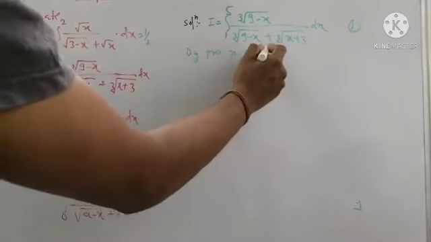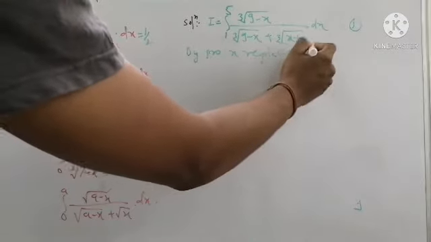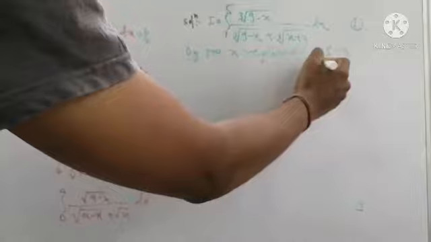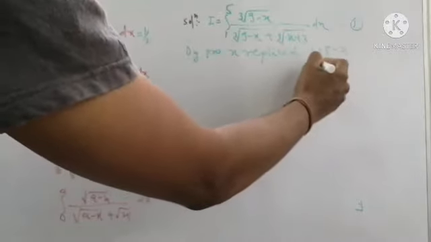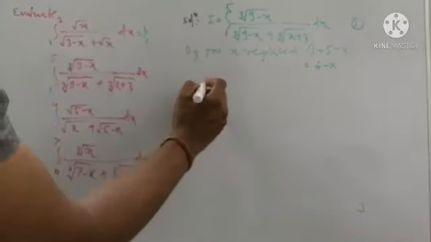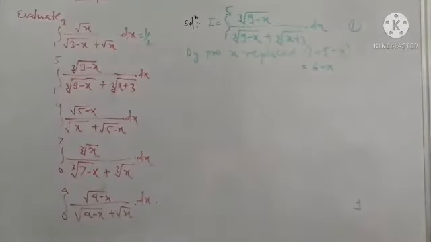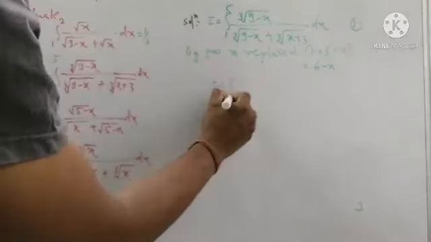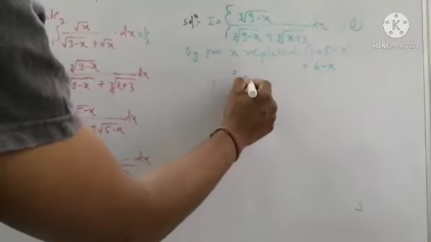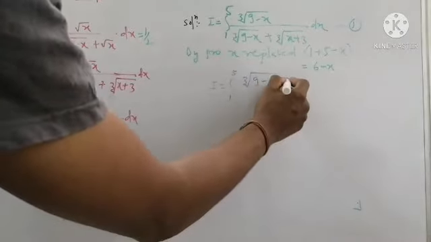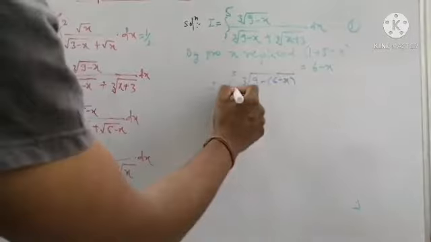x is replaced here by the addition of limits, that is 1 plus 5 minus x, which means 6 minus x. So we have to replace x by 6 minus x. Therefore integration I will become I is equal to integration from 1 to 5 cube root of, in the numerator 9 minus x, where x is replaced by 6 minus x, and we use a bracket here as there is a subtraction.